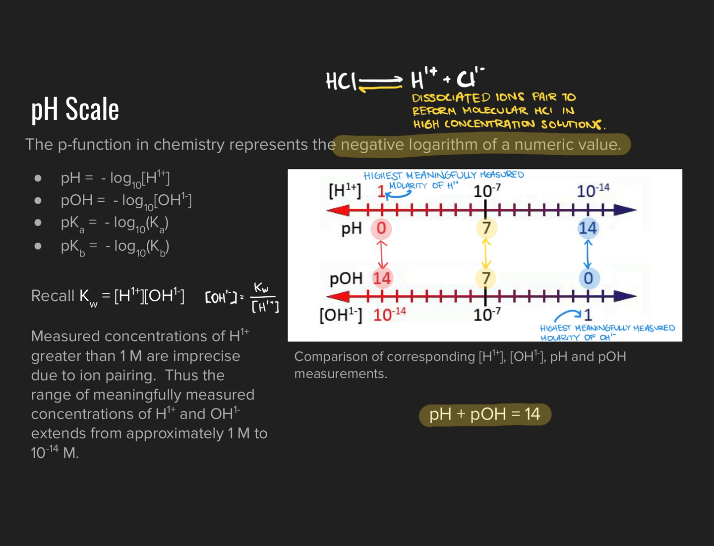So in summary, whereas the product of the concentration of hydrogen ion times hydroxide ion always equals the value of Kw, that is 1.0 times 10 to the negative 14th, the sum of the pH plus the pOH always equals a sum of 14.